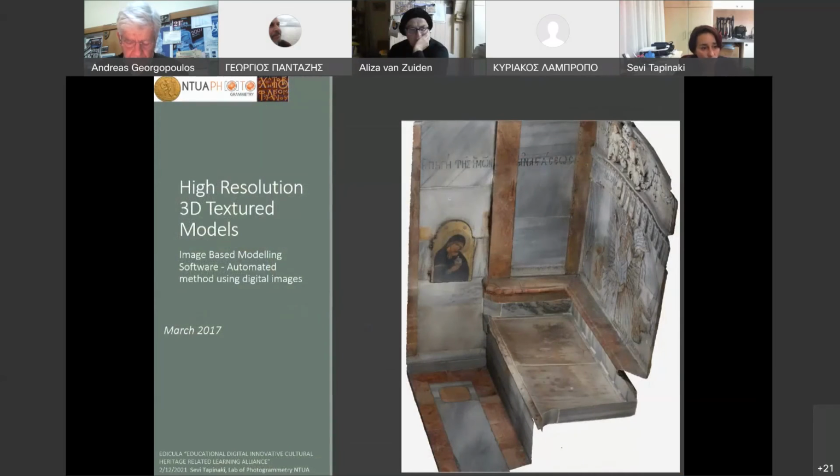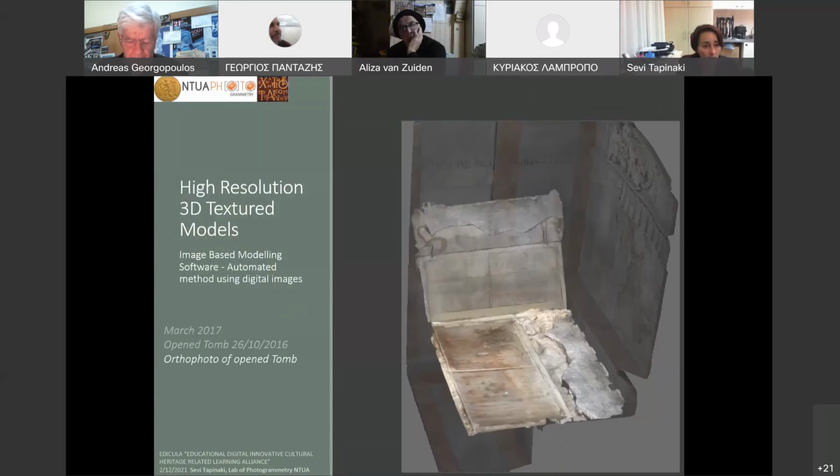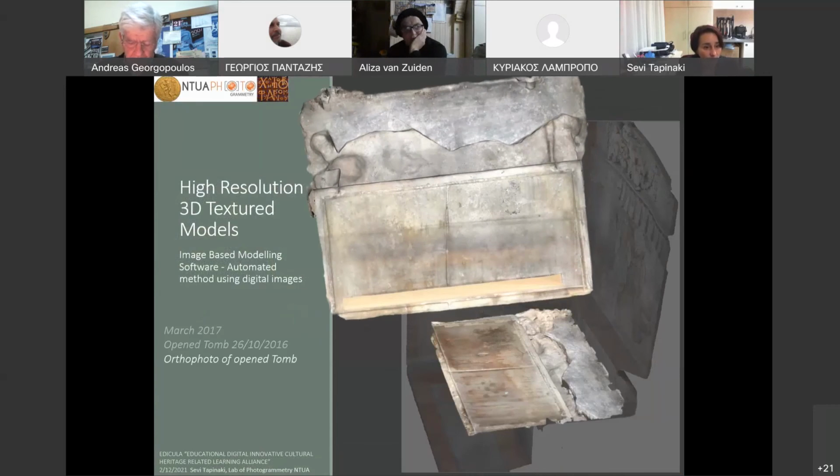High-resolution 3D texture models were produced also, as I mentioned. This is the texture model of the tomb. Also, the opened tomb on October 26, 2016, and the orthophoto of it.